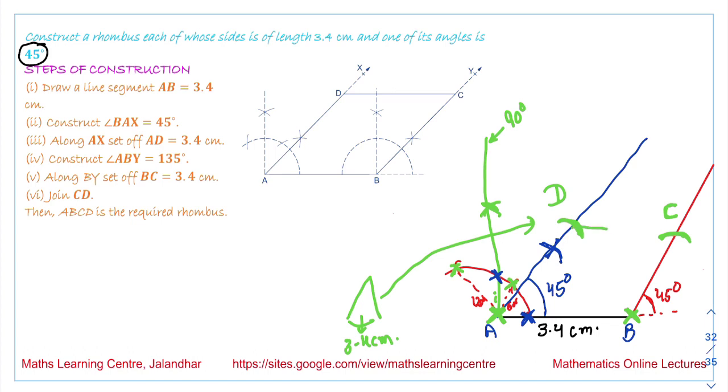We join these 2 points D and C. So what we obtain is this length is 3.4, this length is 3.4, this length is 3.4, this angle is 45, this angle is 45. So this length will also be equal to 3.4 centimeters, and these lines are parallel to each other. So we obtain the required rhombus.